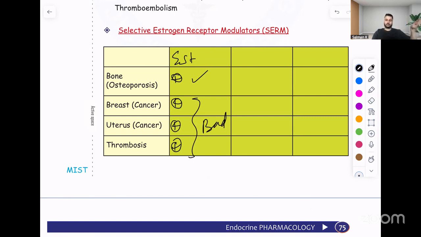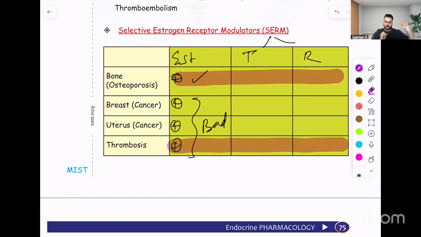Now, to overcome this problem, we created drugs called SERMs, like tamoxifen and raloxifene. You can just see where they stimulate and where they block. A way to remember them is that all three drugs can treat osteoporosis, which is a good thing. They all can cause the thrombosis side effect, which is a bad effect with all. The only difference will come in the breast and uterus. Raloxifene is good in both. Tamoxifen is good only in the breast. And finally, estrogen is bad in both.